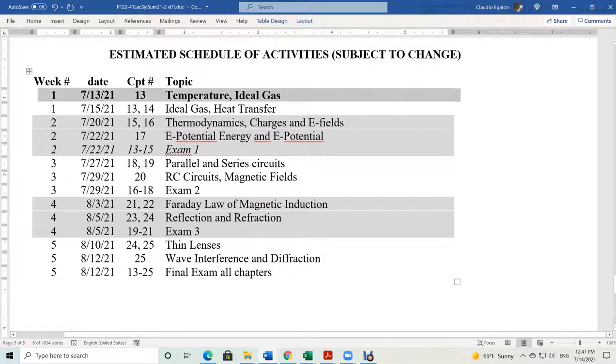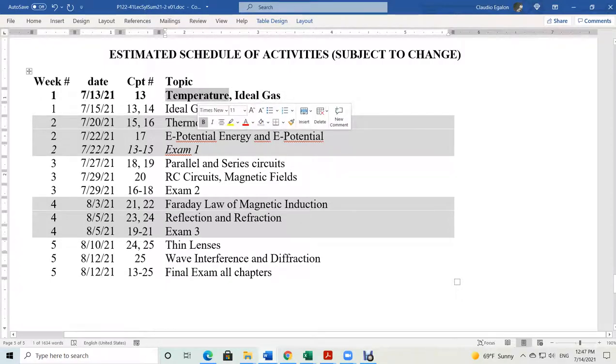Okay, here you go. The first topic in my lecture is temperature. I'm going to upload the ideal gas part as well. You have already studied something like that in chemistry, and some of it is going to be reviewed here in physics. Chapters 13 through 25.